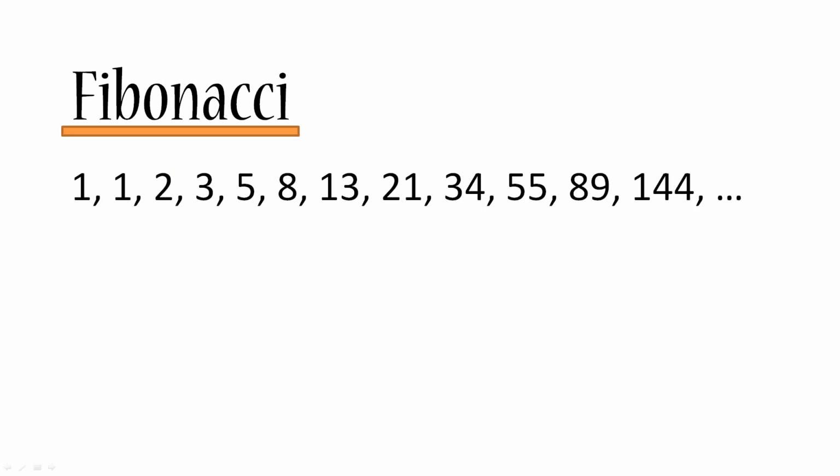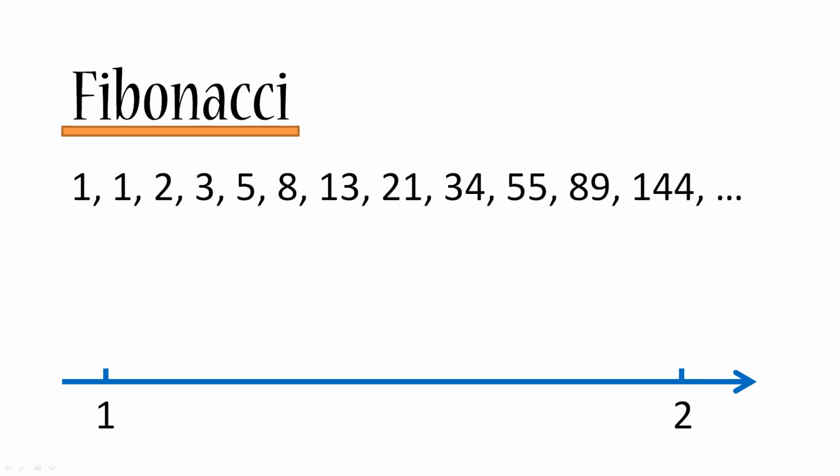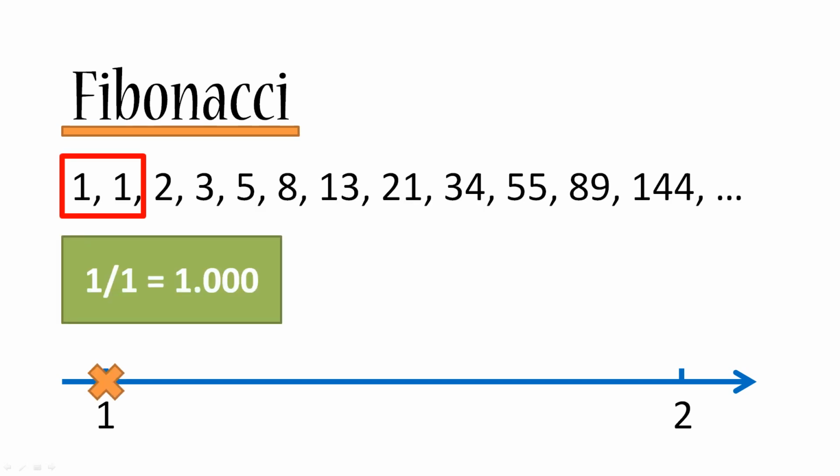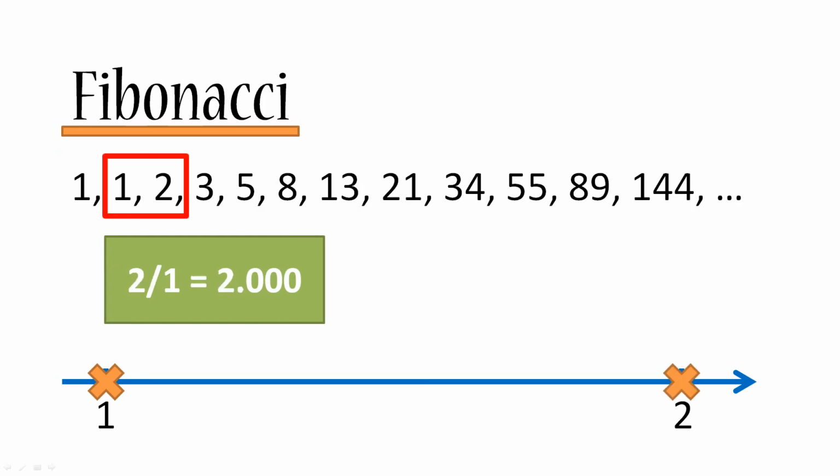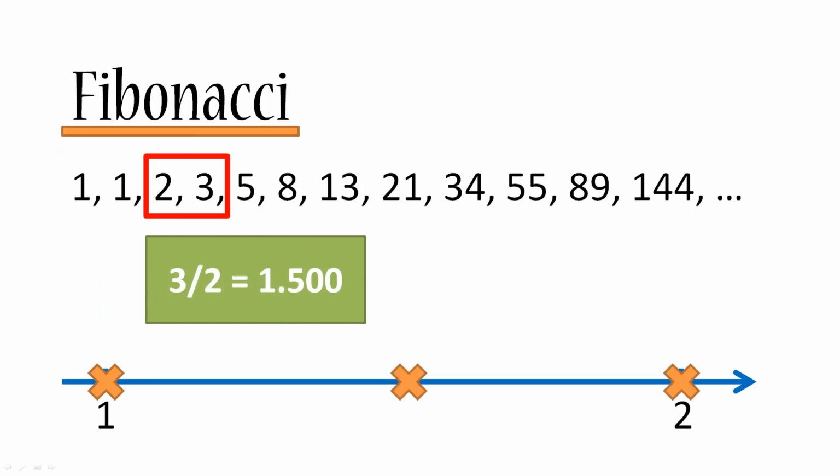So what's so great about this Fibonacci sequence that makes it famous? Well, I'll show you right now. Let's quickly plot the number 1 and number 2 on a horizontal axis. Now what we're going to do is we're going to go through the sequence and take every number of the sequence and divide it by the previous number in the sequence and plot our answer on the same axis. So 1 divided by 1 is equal to 1. We've plotted it with an orange cross. Now let's divide 2 by 1 and we get 2. 3 divided by 2 is 1.5.